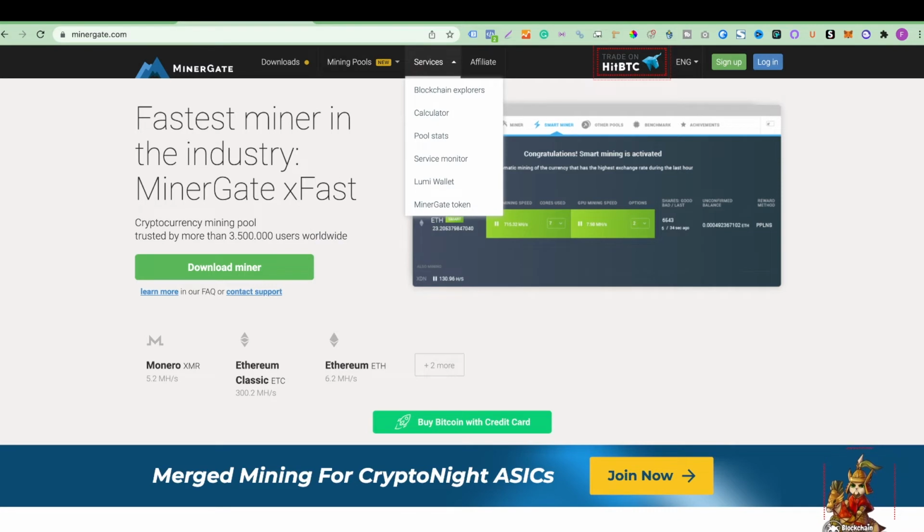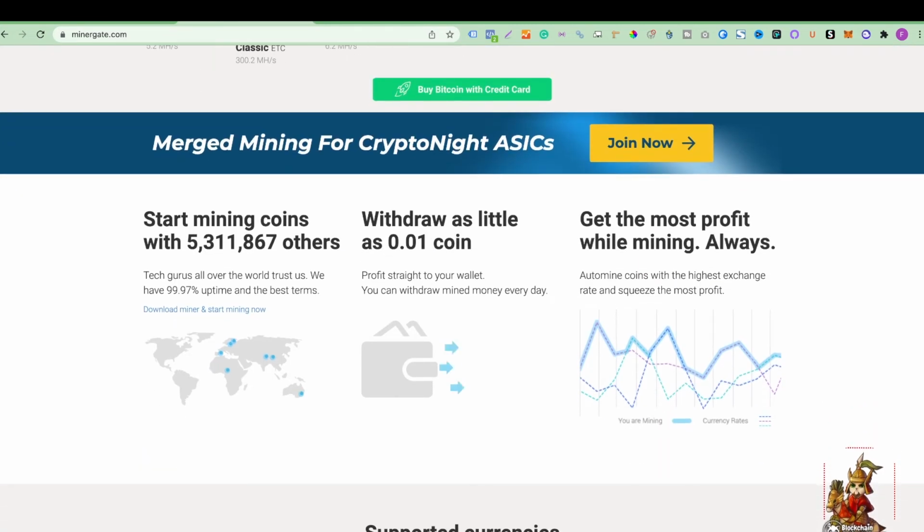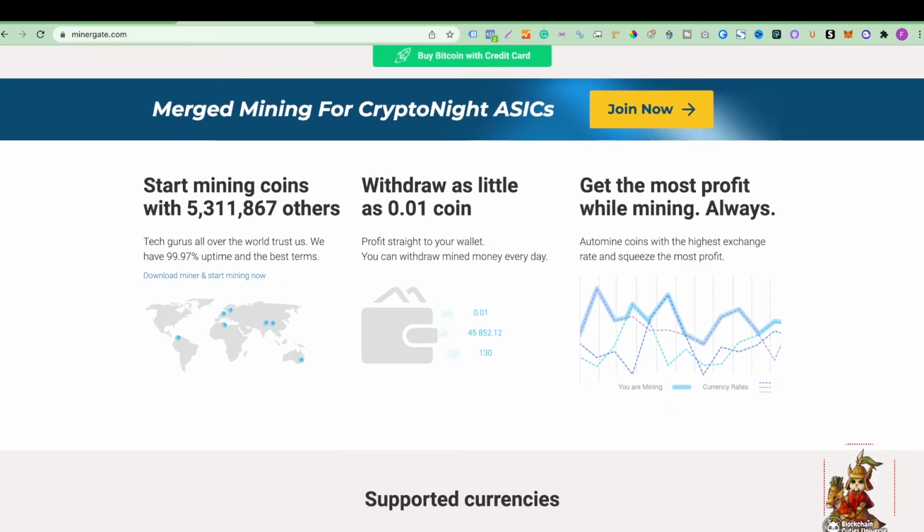Here you can choose the different services, and it also gives you the option to monitor and keep track of all your stocks. You can start mining with 5,300,000 other people, tech gurus, and then you will be able to withdraw any coin for very little money. It's not like you have to wait until you get $100 or more in order to withdraw. You can withdraw almost right away with 0.101 coin, which is very helpful as well.